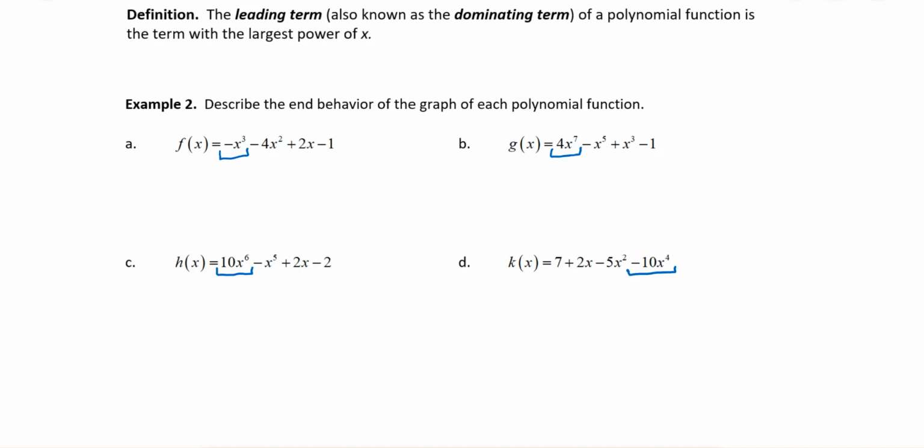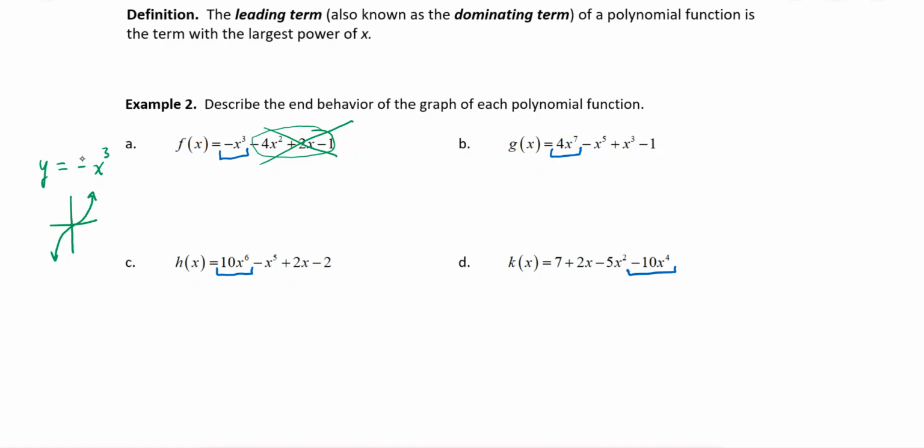Okay, so what we said is that let's go back to example 2a. We said that we only have to look at negative x cubed. That means essentially that we can take the rest of this and forget about it. So what is the end behavior for negative x cubed? Well, you know this because you know that x cubed looks like that.